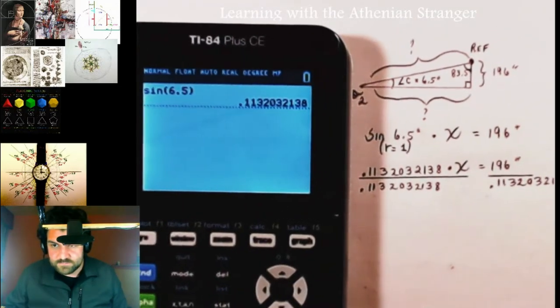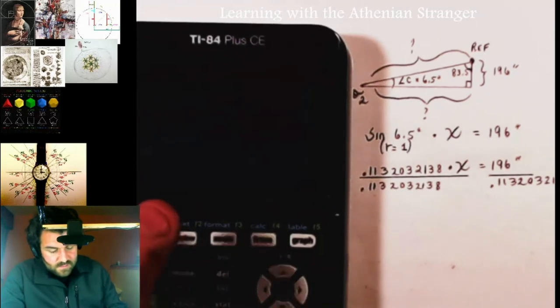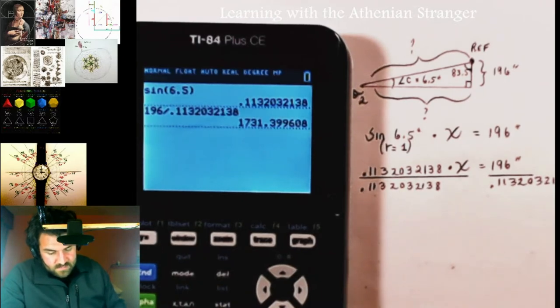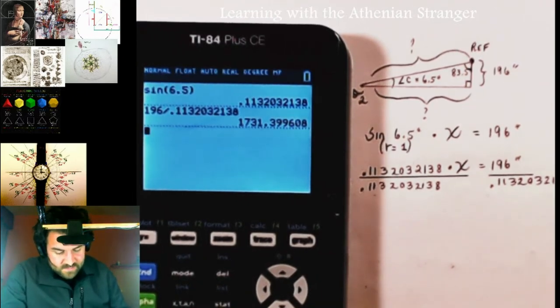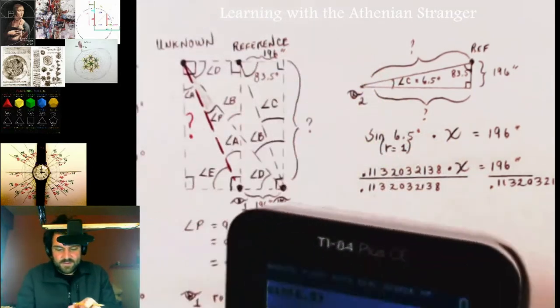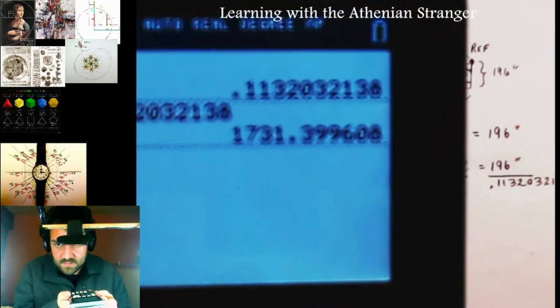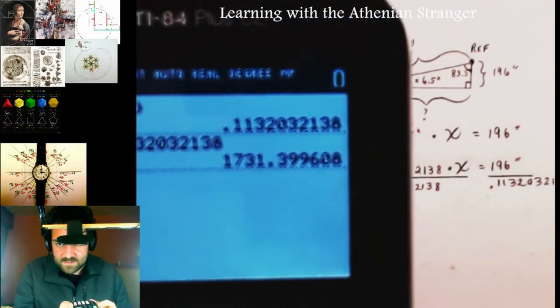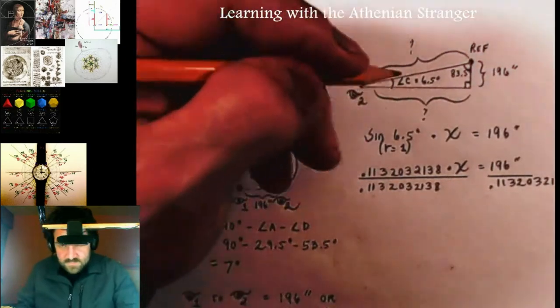See if you can get it all in frame. So, I'm going to take 196 divided by that radian measurement and get 1731.399608. You see that? That's going to be my x value. That's my scaling factor. 1731.399608 inches.